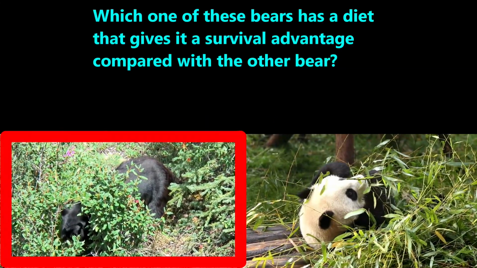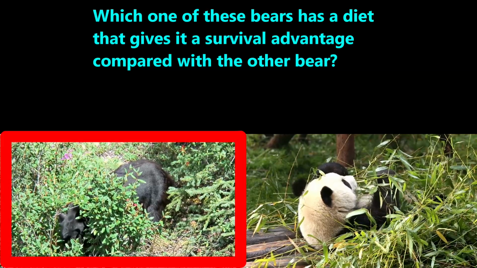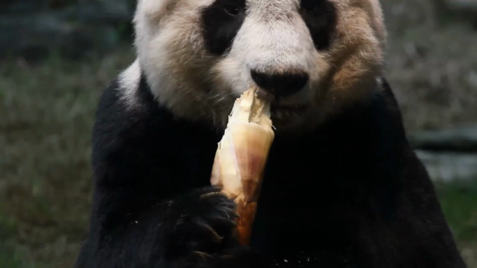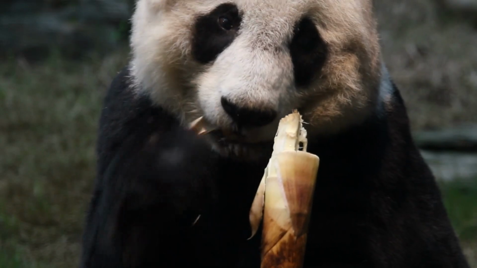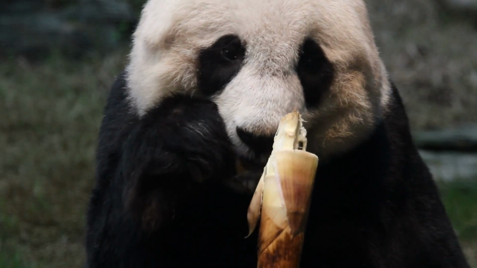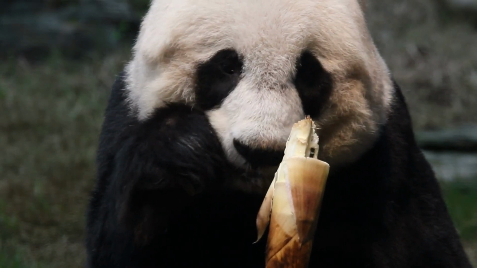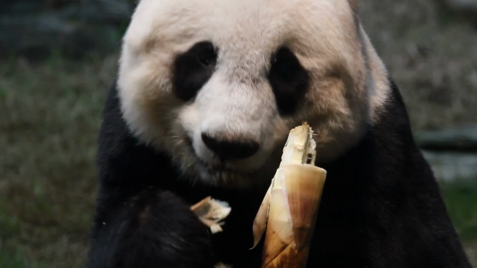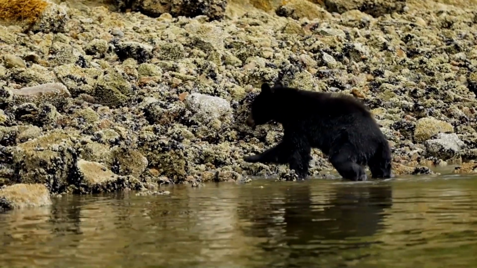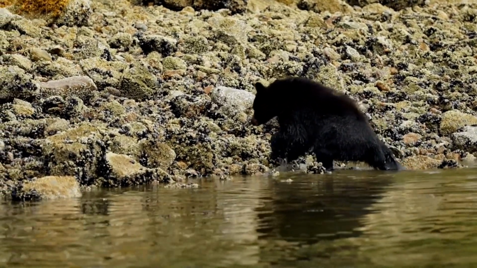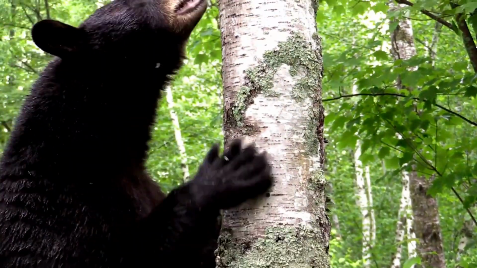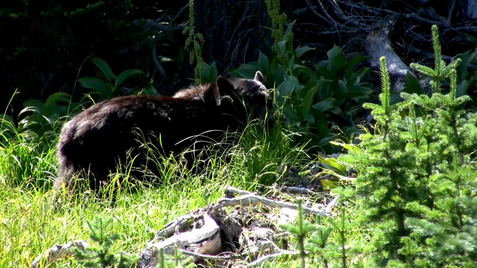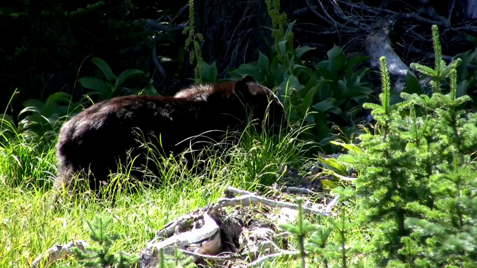The black bear's diet gives it a major survival advantage over the panda bear's diet. That's because the panda depends on just one type of plant. If there is a drought or a disease that kills only bamboo plants, then the panda might run out of food, and some could even starve. On the other hand, a black bear will eat any kind of food. So if one type of food is in short supply due to a disease or drought, then the black bear will still have a lot of choices in food that it likes to eat.